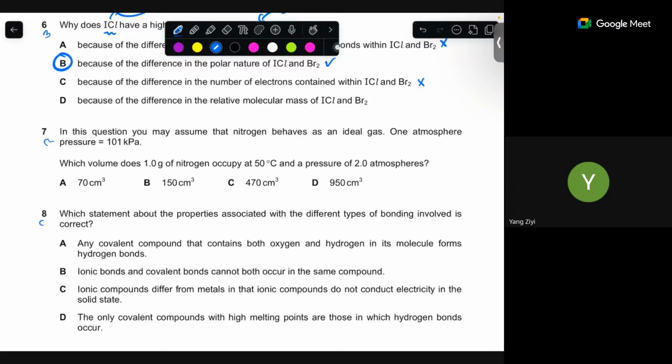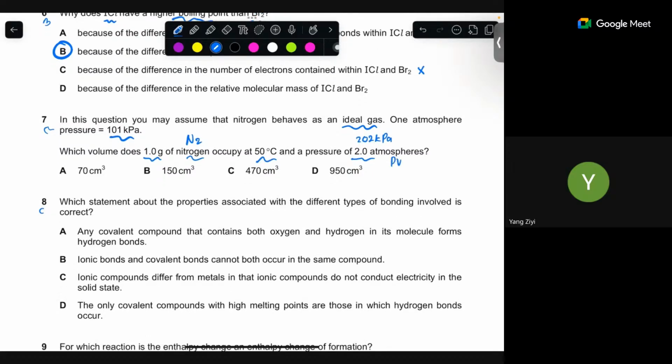In this question, you may assume that nitrogen behaves as an ideal gas. They have given you the atmospheric pressure. They ask which volume 1 gram of nitrogen, N2, occupies. If it is 2 atmospheres, this atmospheric pressure is going to be 202 kilopascal. So we are going to use PV equals nRT. The pressure, change it into Pascal, so 202 times 10 to the power of 3.